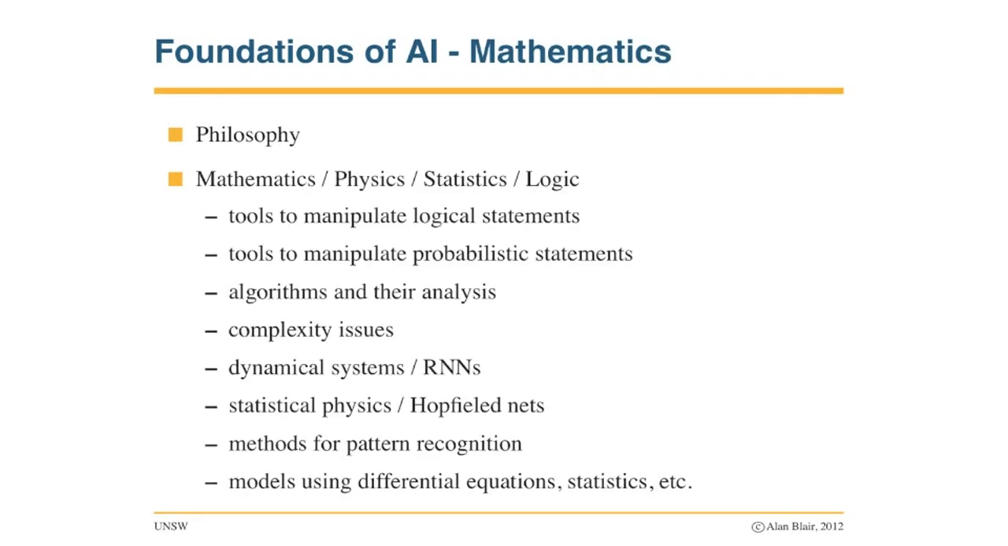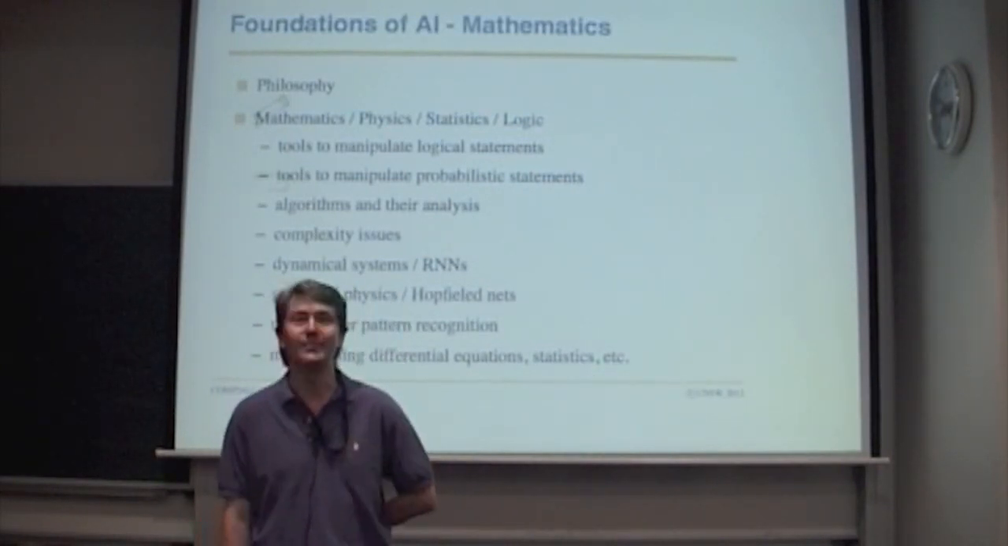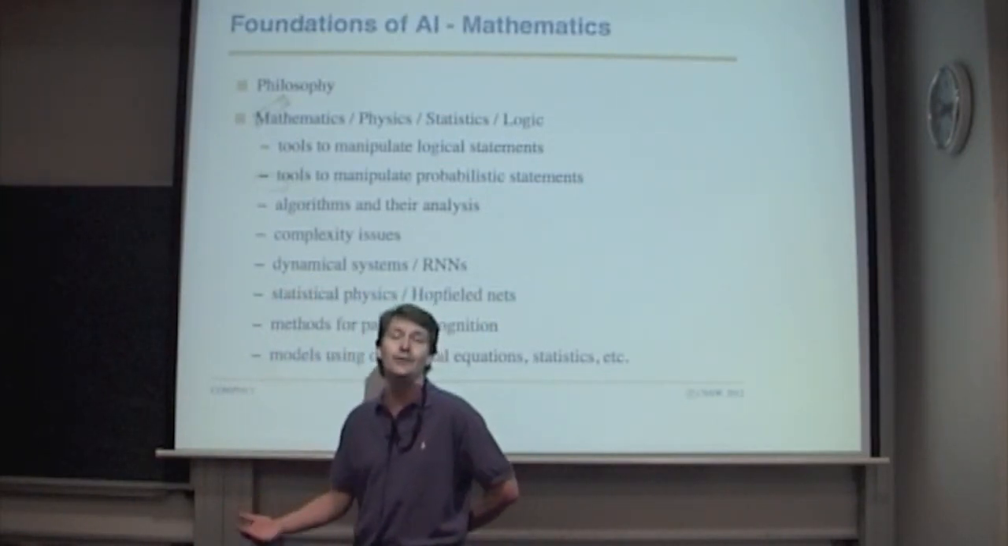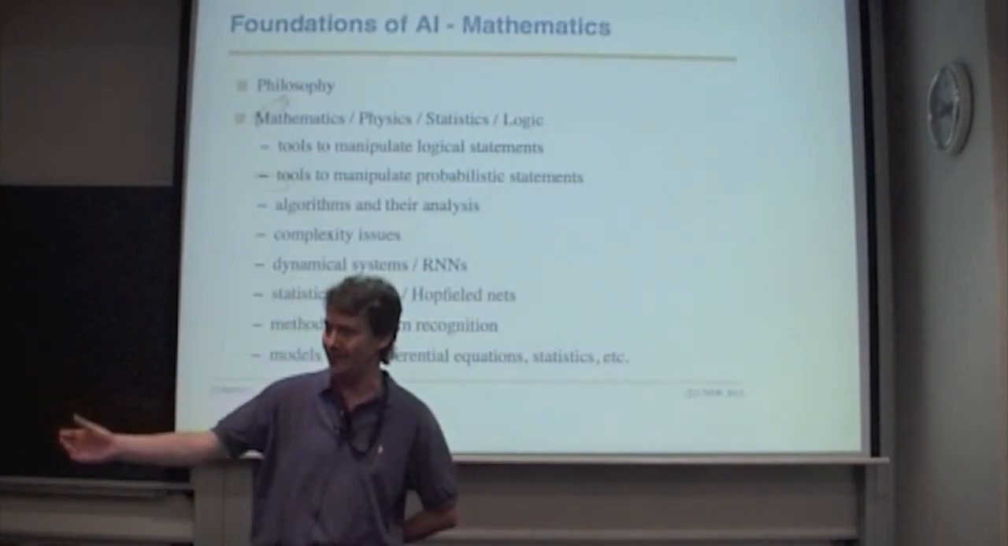Perhaps in the Middle Ages or the early modern period, mathematicians start getting involved in this, and physicists and statisticians and logicians and so on. They've developed various tools to try to capture the essence of what it is to think and be intelligent. So tools for manipulating logical statements, whether things are true or false, tools to manipulate probabilistic statements, what's the likelihood of a certain thing happening, or my likelihood of being in a particular place, or an object being in a particular place.